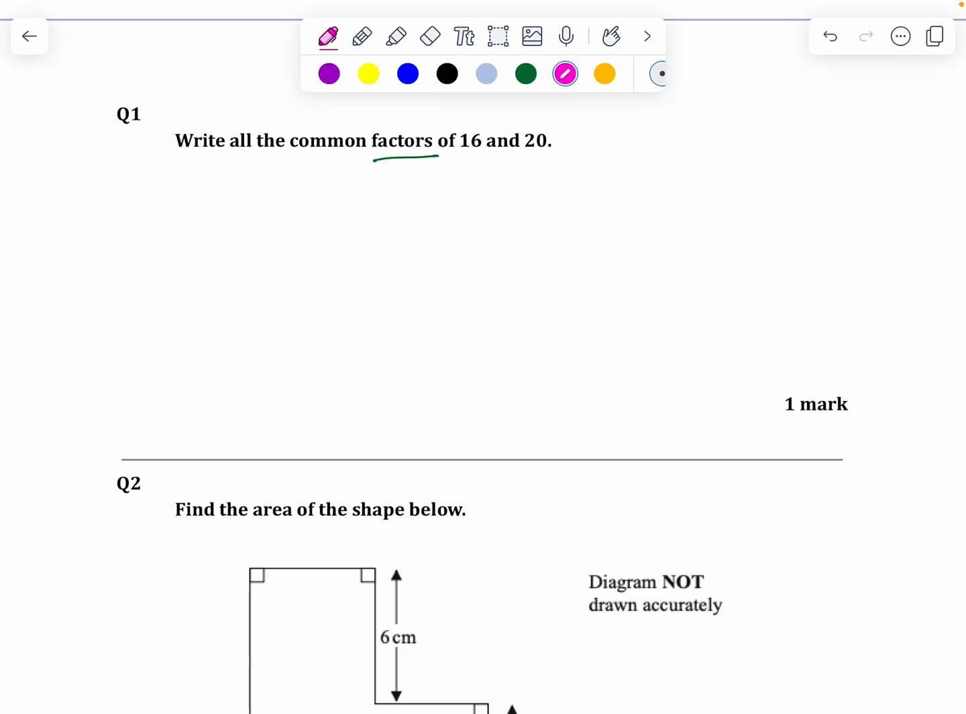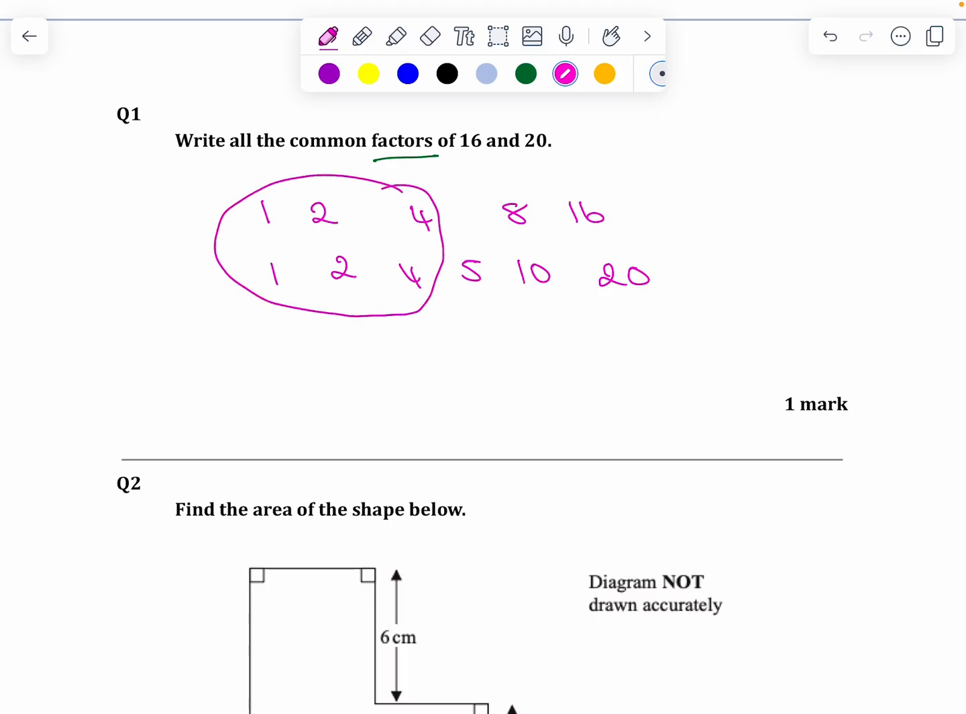So factors of 16 are 1 and 16, 2 times 8, so 2 and 8, and 4 times 4, so 4. And then the factors of 20 are 1 times 20, 2 times 10, and 4 times 5. And so the ones that are common to both are 1, 2, and 4. And that's your answer. So they're the common factors of 16 and 20.